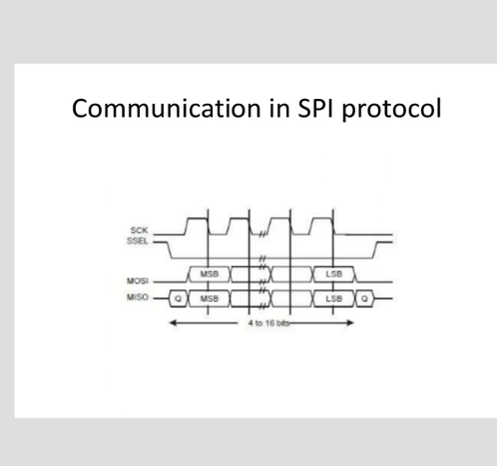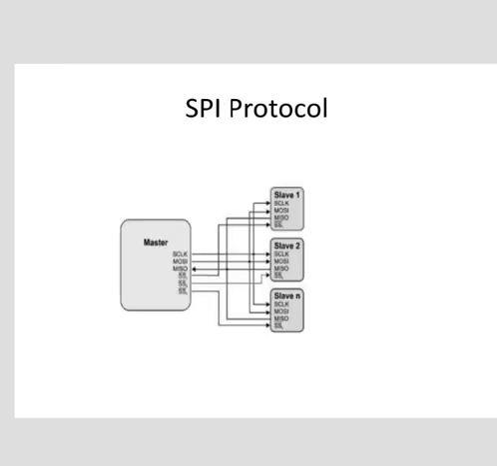So the SPI protocol means Serial Peripheral Interface. It is a synchronous serial communication interface specification which is used for short distance communication, primarily in embedded systems. The interface was developed by Motorola and it has become the standard. The SPI devices communicate in full duplex mode using master-slave architecture with a single master. So in this diagram, a single master is given.